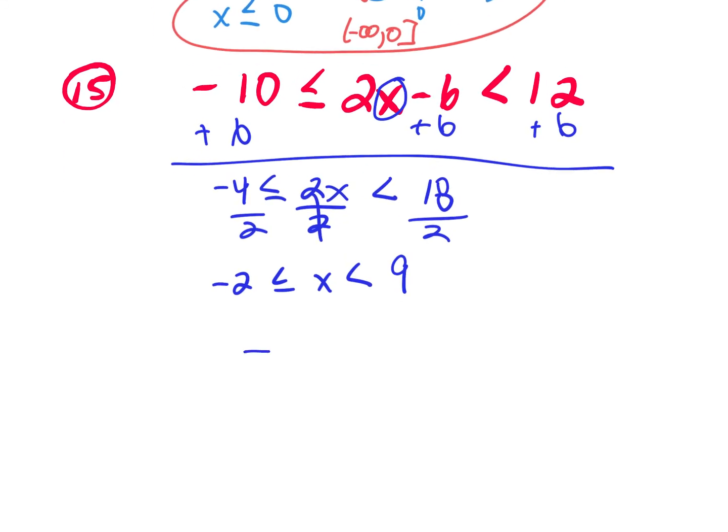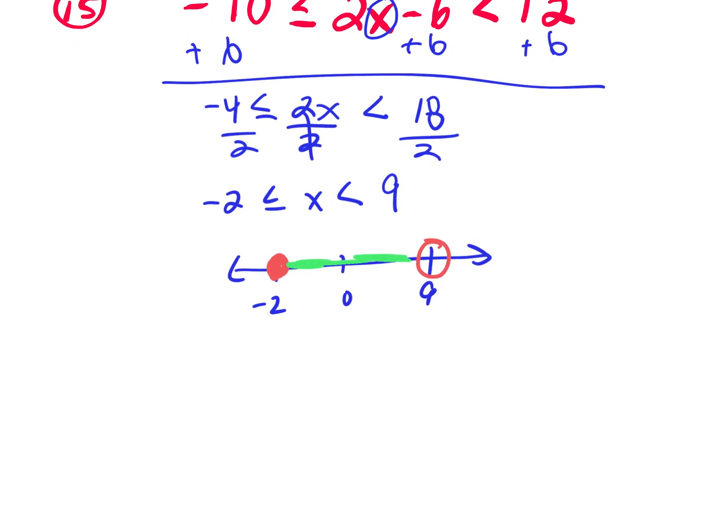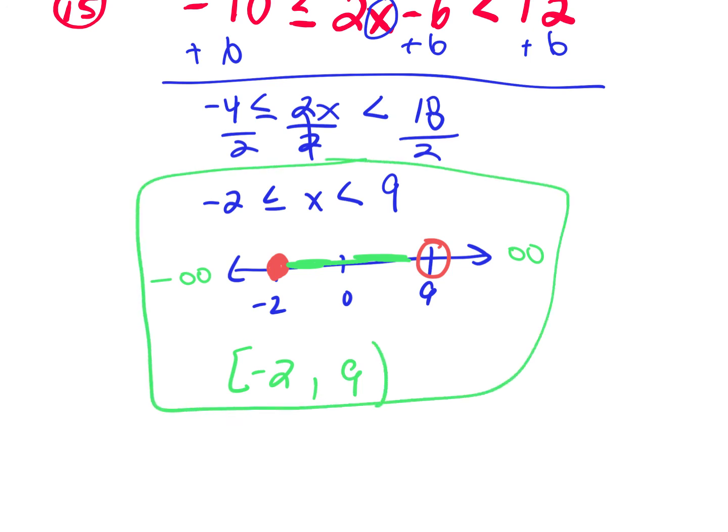So as we go to graph this, I have two boundary points, one at negative 2 and one at 9. 0 would be in the middle. I have a closed dot at negative 2 because it includes this value, an open dot at 9, and then we're going to shade in the middle. As far as our interval notation goes, this is negative infinity to positive infinity. We read from left to right, so our value starts at negative 2, and it's included, so it's in a bracket. And it ends at 9, and it's not included, so it's a parenthesis. So here is our answer for this question.